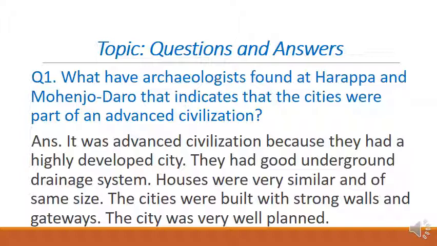Means they had made the city very highly developed according to that time of the world, part of the era, and they had made an amazing, good drainage system, which everyone was really amazed by, because at that time there was no concept of this thing. This was a civilization which made this. Their houses were very well constructed with bricks. They made strong walls. They made gateways to protect their city. The city was very well planned. So that's why it was part of an advanced civilization.